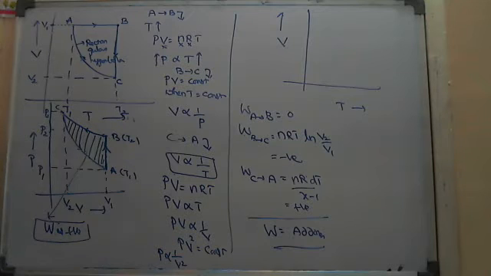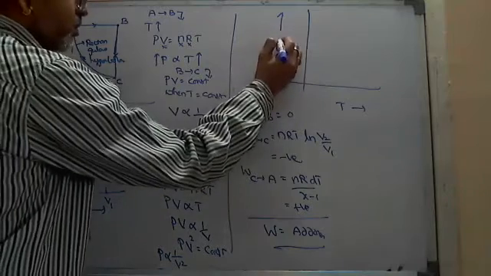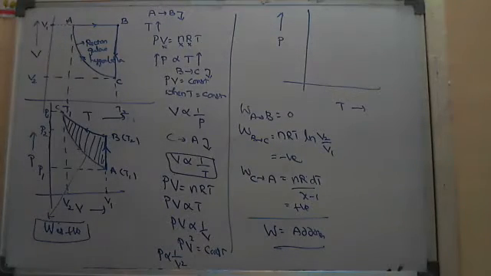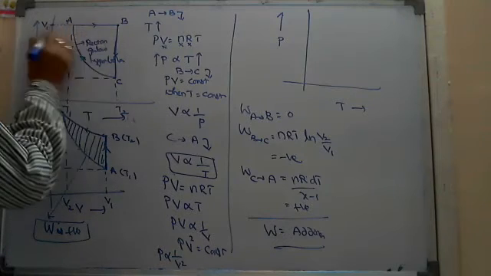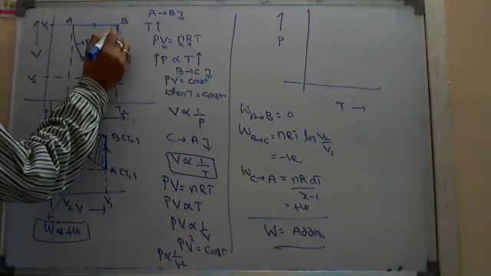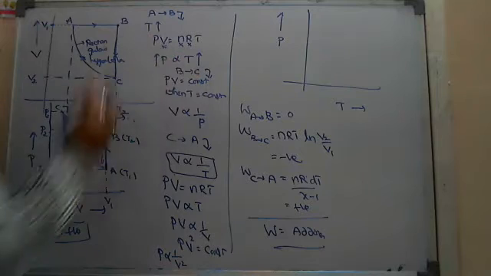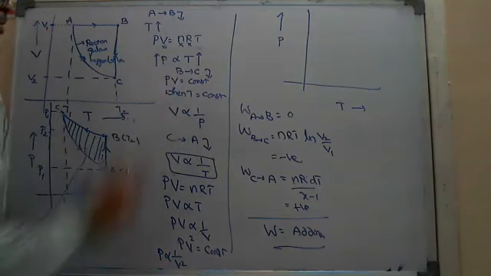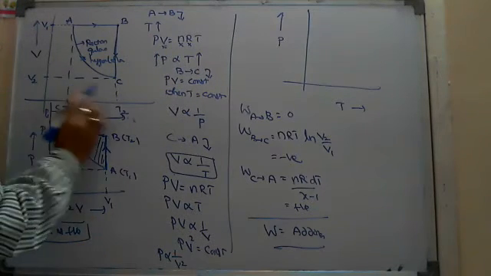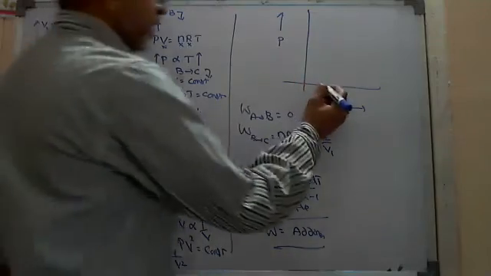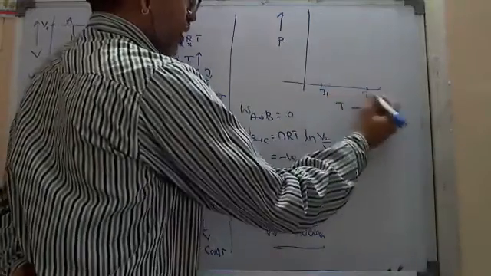And he is asking for the equivalent graph for volume and temperature also now. Given volume and temperature, he is asking pressure and volume, and pressure and temperature. Pressure and temperature means, first, you see here, A to B, volume constant. Volume constant means P is directly proportional to T. P is directly proportional to T means the temperature changes from T1 to T2.